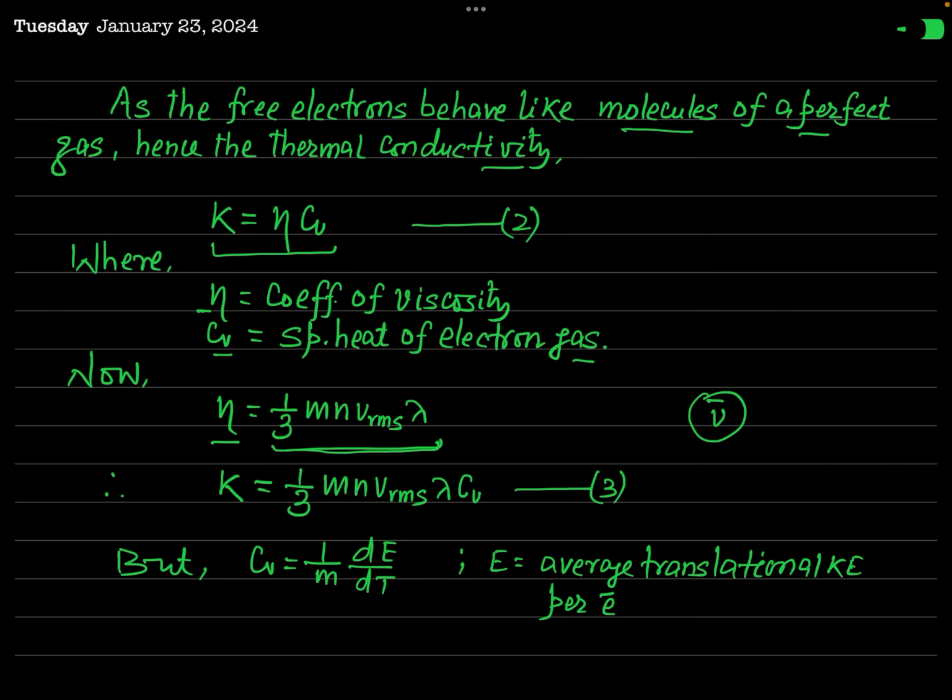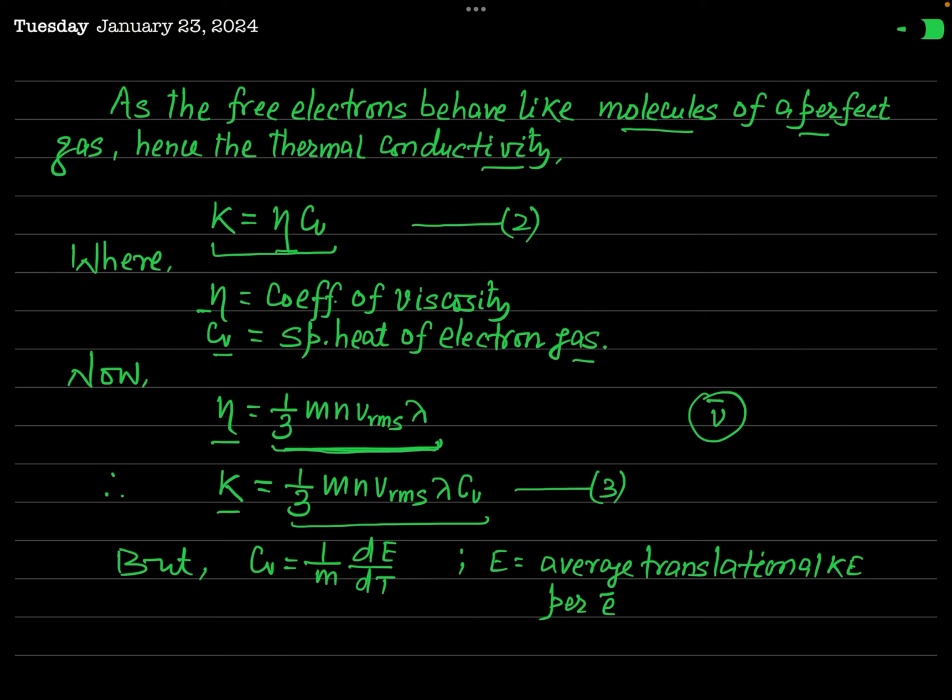And therefore K will be given like this. Instead of eta we now write this, and so K will be equal to 1/3 times mn Vrms lambda into Cv. Each term in this expression you know.